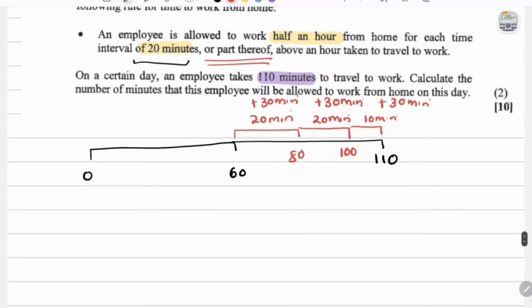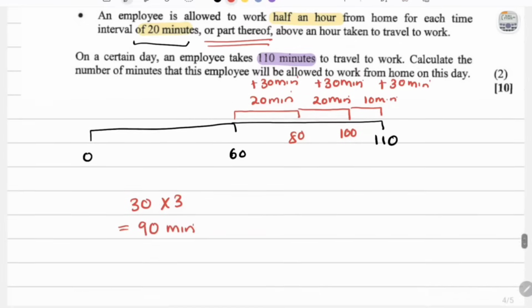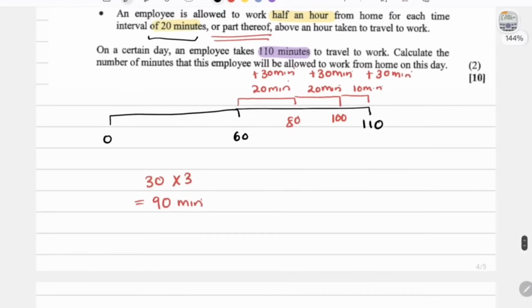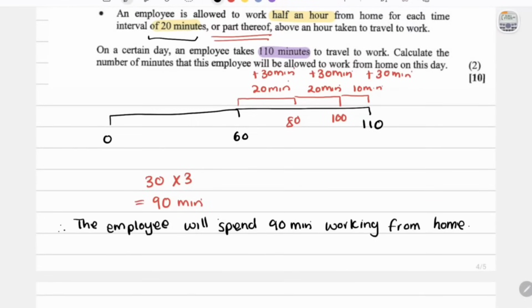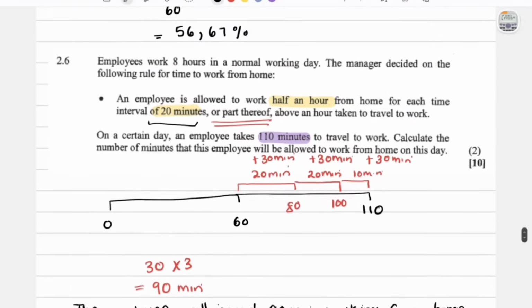And so how long is this employee going to work from home? It's all of these 30 minutes that have been added because of the 20-minute intervals that we have, or the part thereof, which is 30, and you can see it's 3 sets of 30 minutes. So 30 times 3, which is 90 minutes. This employee is going to work from home for 90 minutes. Therefore the employee will spend 90 minutes working from home. And that is it for question 2.